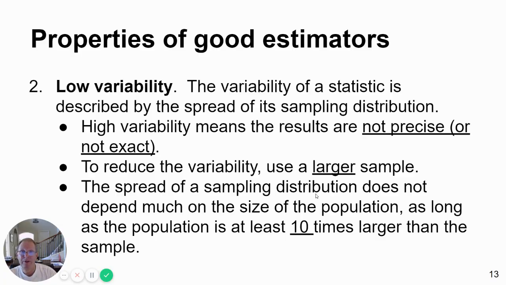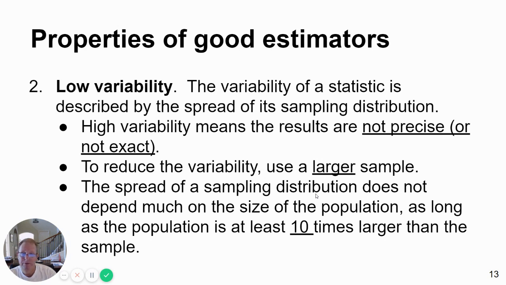Another thing that we're looking for in good estimators is low variability. The variability of the statistic is described by the spread of its sampling distribution. High variability means that the results are not precise or not exact. To reduce the variability, use a larger sample. That's how you get a smaller variability of your sampling distribution.